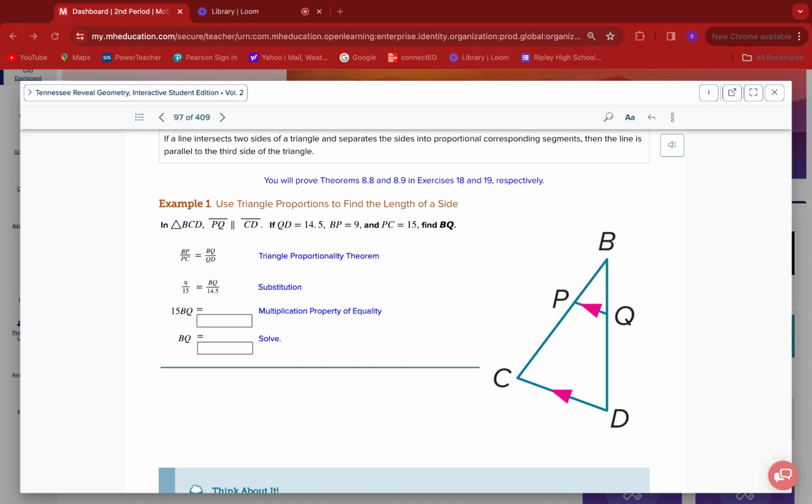And that means I'm going to multiply 9 times the 14.5 and then BQ times the 15. Well, it did that part for us. BQ times 15 is 15 BQ. And if you multiply 9 times 14.5, you're going to get 130.5. And of course, the opposite of multiplying is to divide. So divide by 15 on both sides. And 130.5 divided by 15 should be 8.7. All right, there's your answer for example number 1.